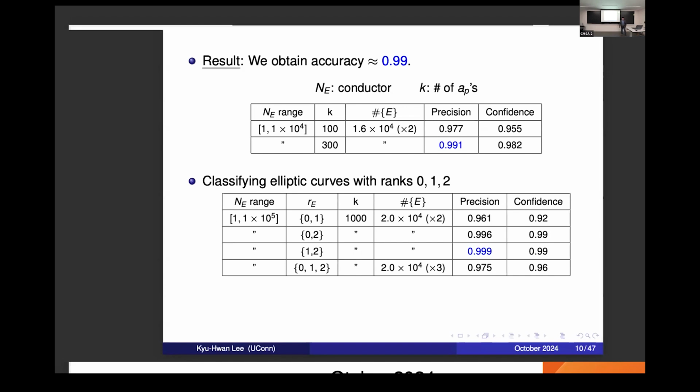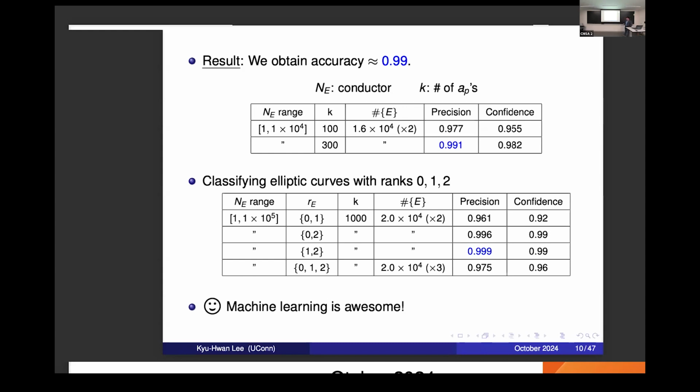Okay, so we got these results, and then we thought that machine learning is awesome. Yeah, it worked, and it was fantastic.